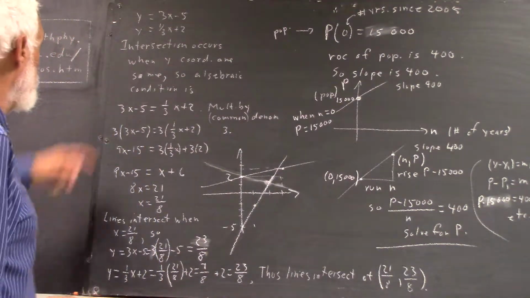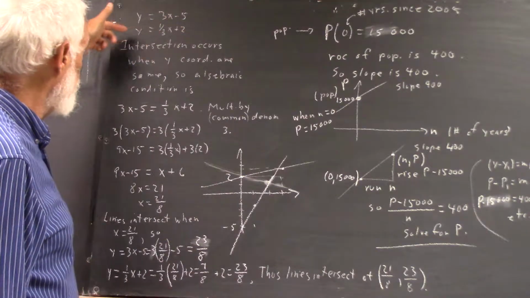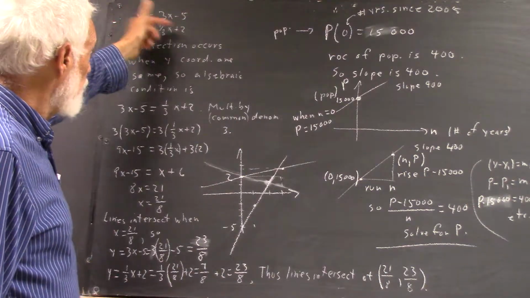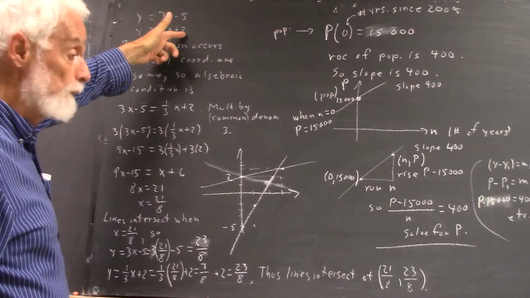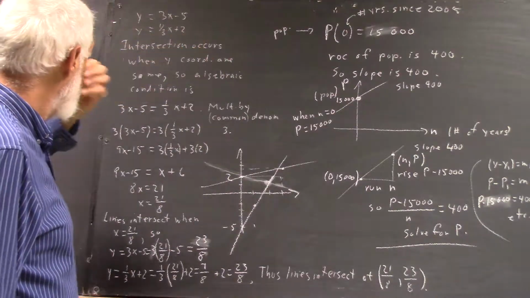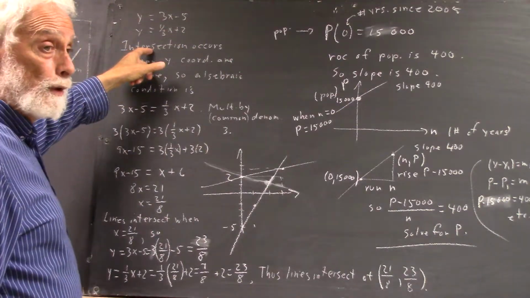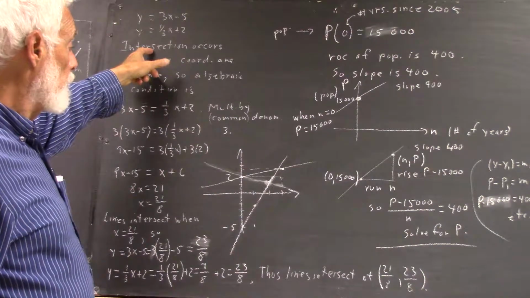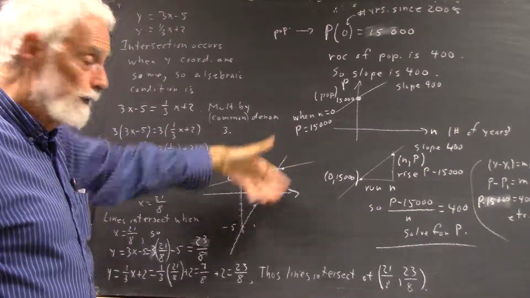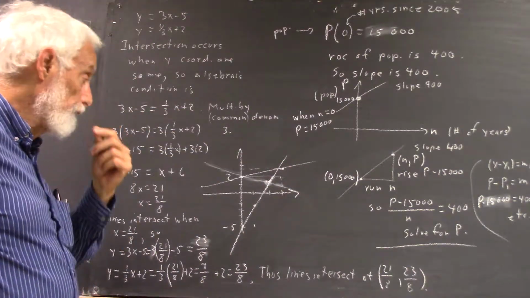Now we have two equations: y equals 3x minus 5, and y equals 1/3 x plus 2. We want to find the point of intersection. Well, the first thing we can do is sketch graphs of these two lines.